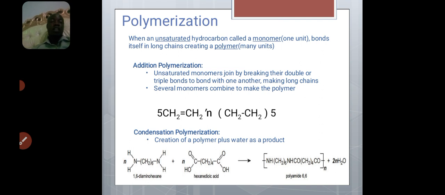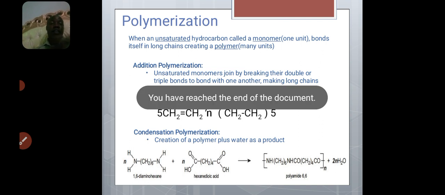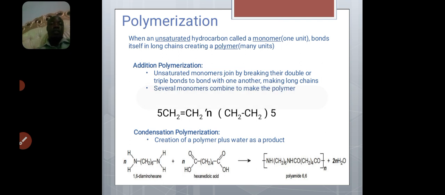In condensation polymerization, a polymer is created plus water as a product. So when two atoms, molecules or monomers join together, a small molecule is released. Examples of such small molecules are water and other things like that. So this is briefly on the reactions of organic compounds. They are in brief, so we are going to look at them very well.